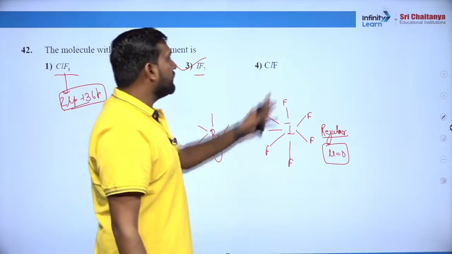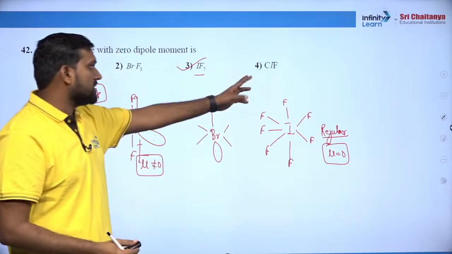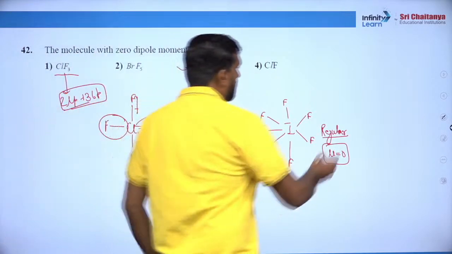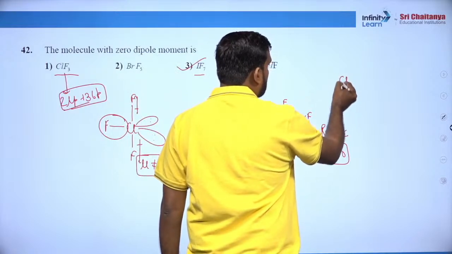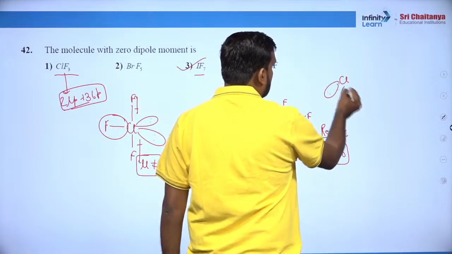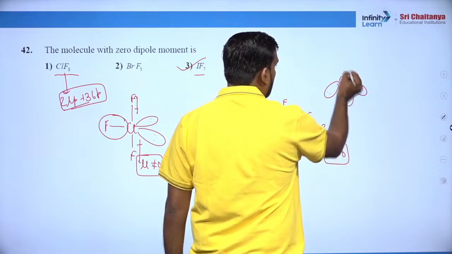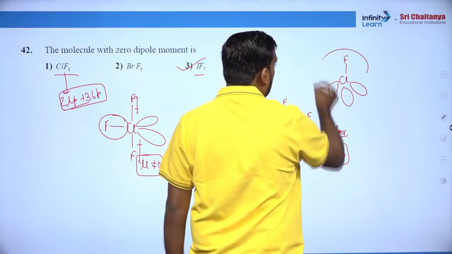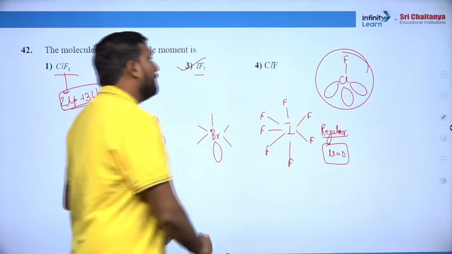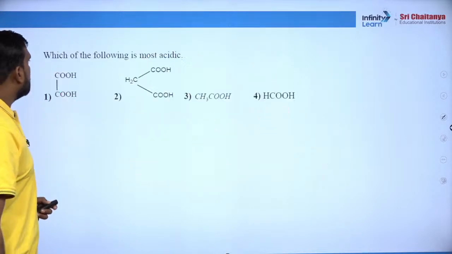Similarly for ClF, there is no regular geometry. It has a distorted geometry due to the presence of 3 lone pairs. So one lone pair is there, another lone pair is there, another lone pair is there. So due to these lone pairs and the Cl-F bond, it will be polar. Okay, moving to the next question.